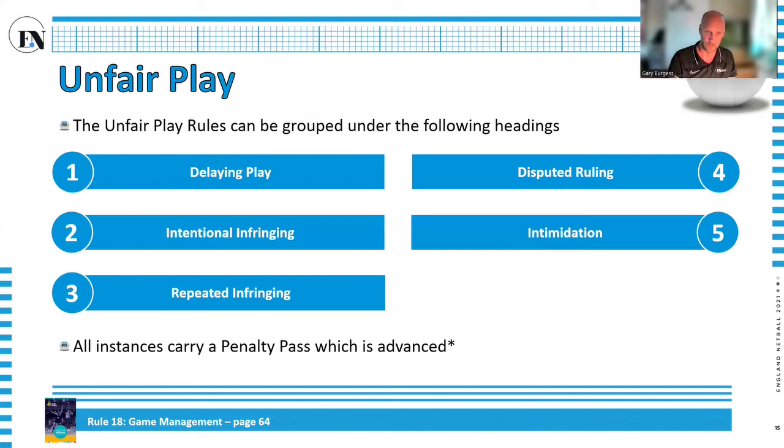Now, all of those instances, again, the first time they happen, carry a penalty pass which is advanced. Subsequent repeats of that behaviour in unfair play or any other foul play, it's very likely that the game management rules will be escalated accordingly. Okay, now moving on.